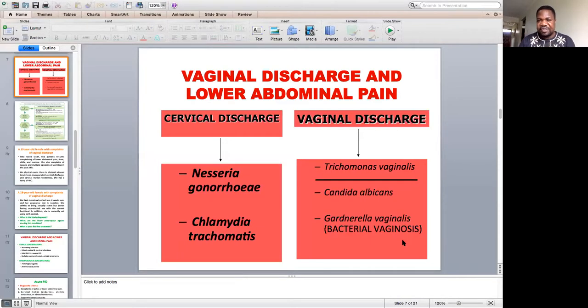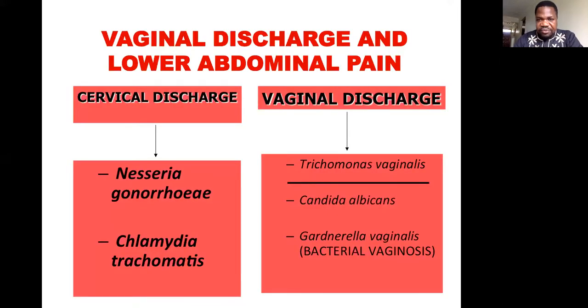Then if you are dealing with cervicitis, you need to know the causes of cervicitis. The causes of cervicitis are Neisseria gonorrhoeae or Chlamydia trachomatis. But if it's vaginitis, then you can think of Trichomonas vaginalis or Candida albicans or Gardnerella vaginalis, which is one of the causes of a condition known as bacterial vaginosis. So that's the first thing that you have to establish.